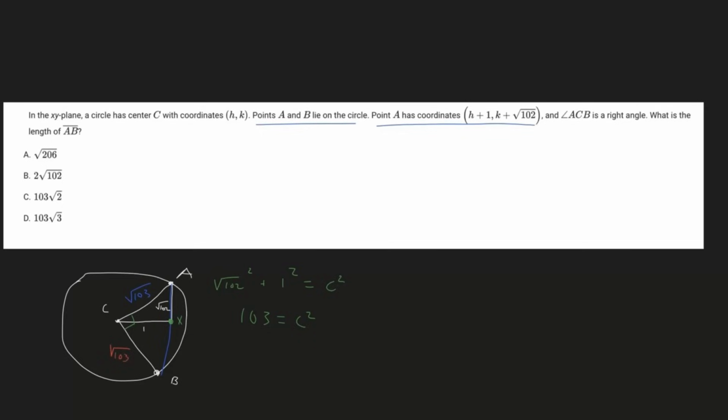And the question wants us to find the length of AB. Now we know the length of two of the legs, square root 103 for both sides. We can just use the Pythagorean theorem again to find the length of AB. So then we have square root 103 squared plus square root 103 squared equals c squared. So then we get 103 plus 103 is 206 equals c squared. Then we just take the square root of both sides, and we can see that the answer is going to be square root 206, and so our answer choice is A.